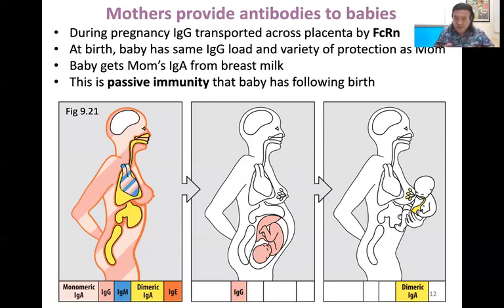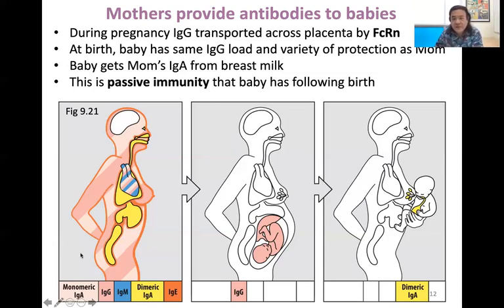IgGs are transported across the placental barrier that separates mom's body from baby's body by the use of the placental cells having Fc receptors on their surface that can bind to IgGs that are flowing by as part of mom's blood, and actually transport them through the placental layer into baby's body. Remember, I said this before, but I want to emphasize this. Immunoglobulins are proteins, and just like most proteins, they cannot on their own just diffuse through a cell membrane. They have to be transported somehow.